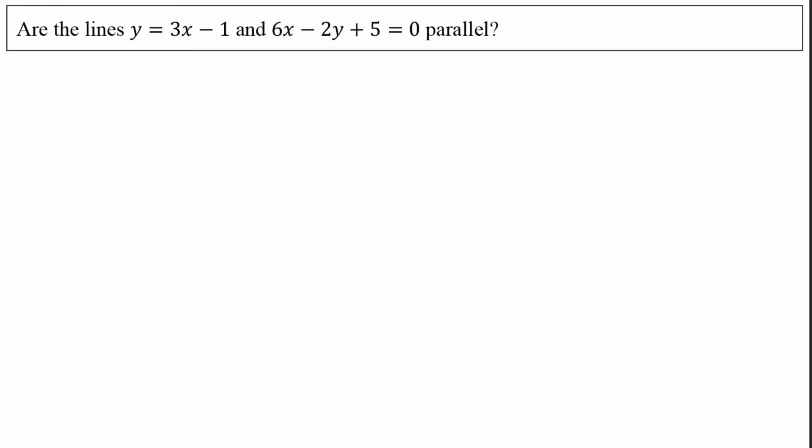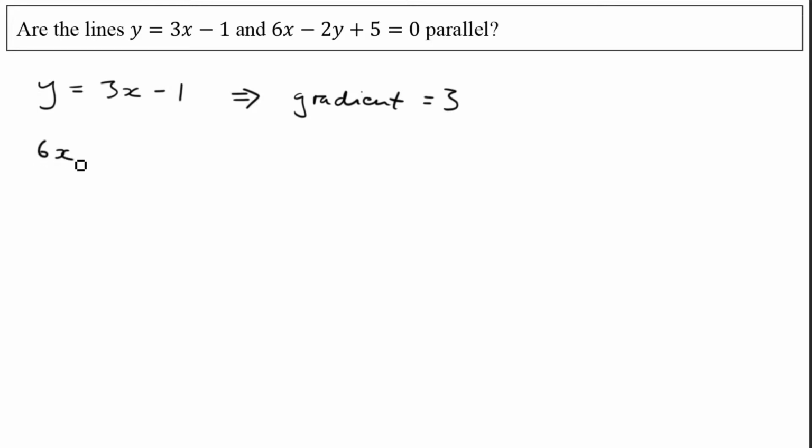Are these two lines parallel? Well, the first line is given to us in the very convenient form where we can just read off its gradient. Because that is in the form y equals mx plus c, we can see straight away that its gradient is 3.